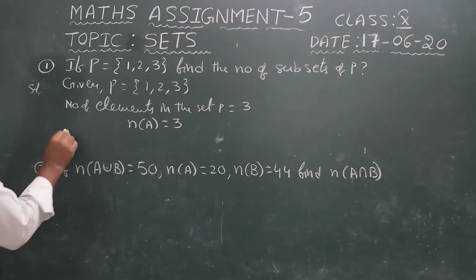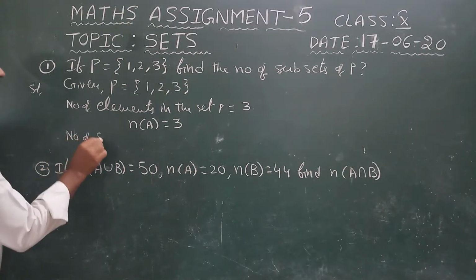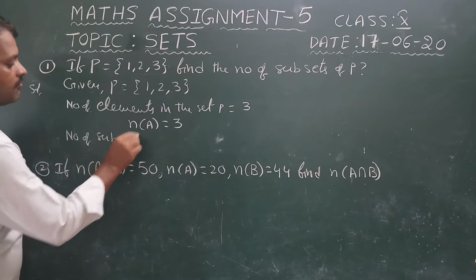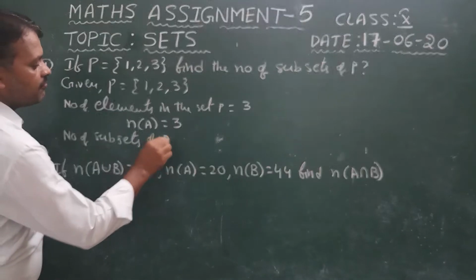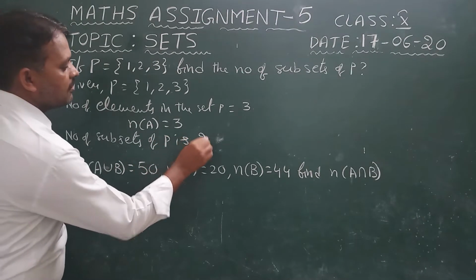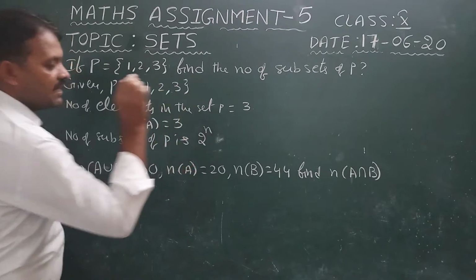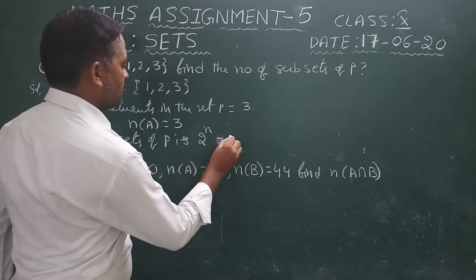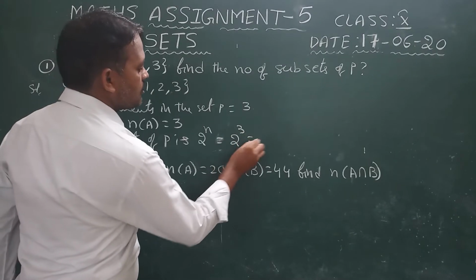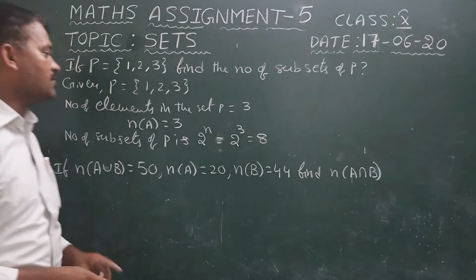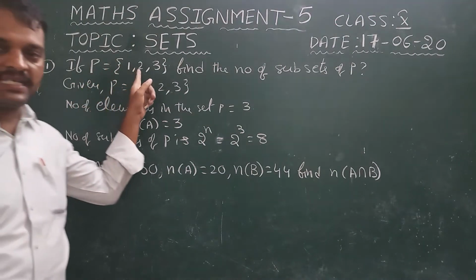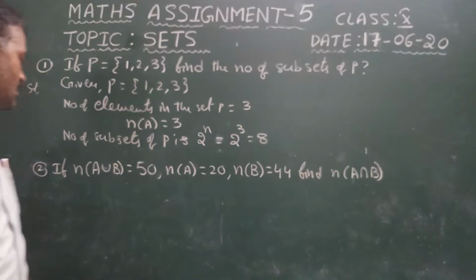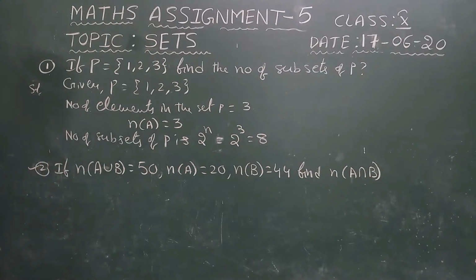Now I want the number of subsets of P, which is given by the formula 2 power n. So that equals 2 power 3, which is equal to 8. This means the number of subsets in the given set P is 8. Then I'll go for the second question, students.